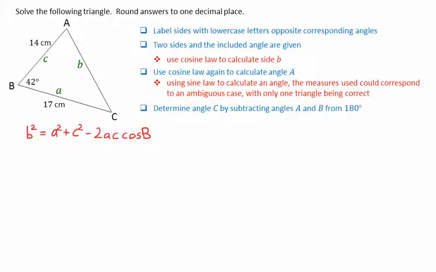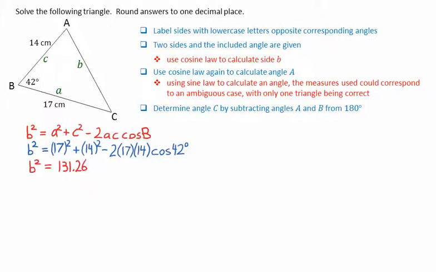First of all, using the cosine law to calculate side B, b squared equals a squared plus c squared minus 2ac cosine angle B. Substituting a equals 17, c equals 14, and angle B equals 42 degrees, this gives us b squared equals 131.26, and then taking the square root of both sides gives b equals 11.5 centimeters.